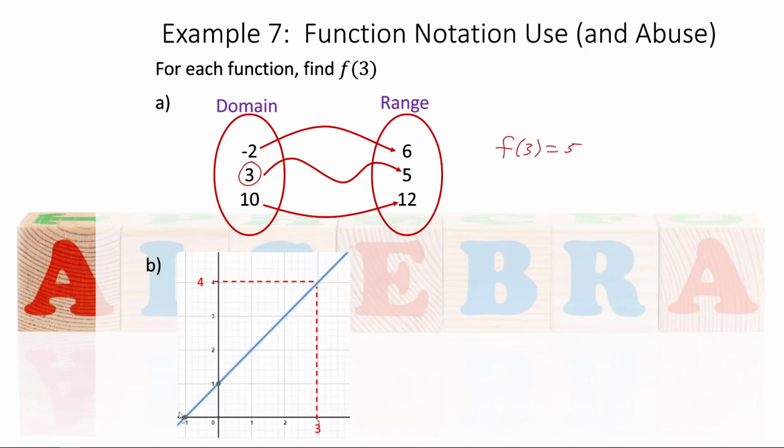Here is a graph of a linear function. Remember, this is the x coordinate, so this is the input. Here is our input of 3. We come up to where it intersects the graph, and it intersects the graph when the output is 4. So here we have f of 3 is equal to 4.